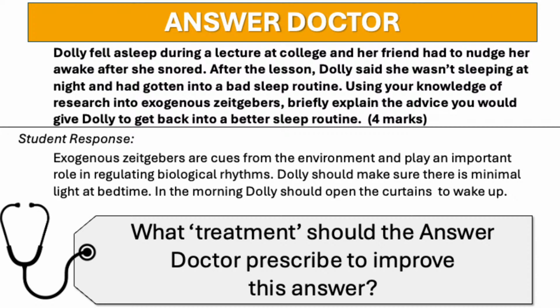So here is our student response. Exogenous light givers are cues from the environment that play an important role in regulating biological rhythms. Dolly should make sure there's minimal light at bedtime. In the morning, Dolly should open the curtains to wake up.